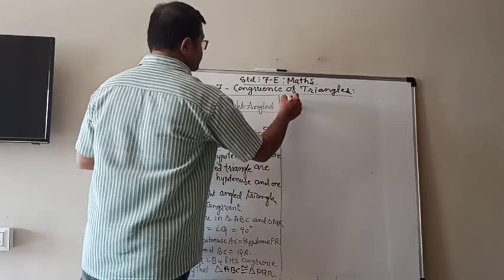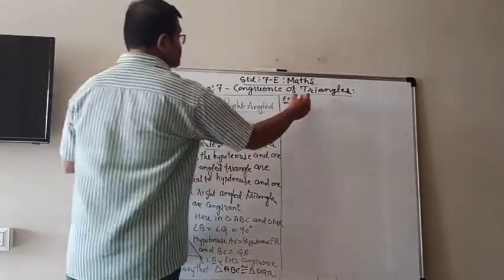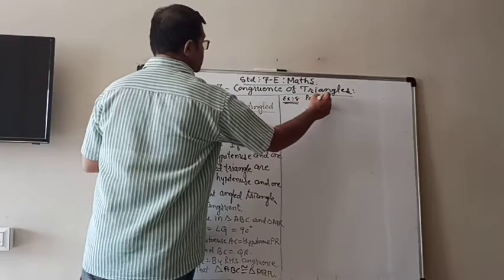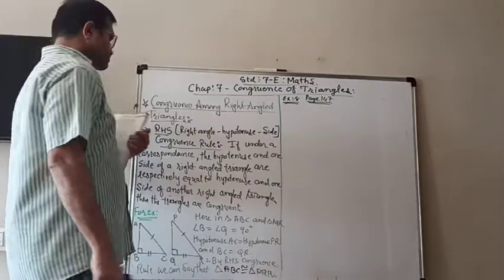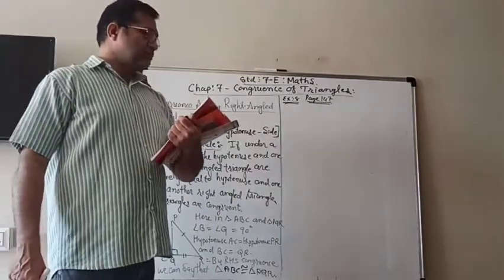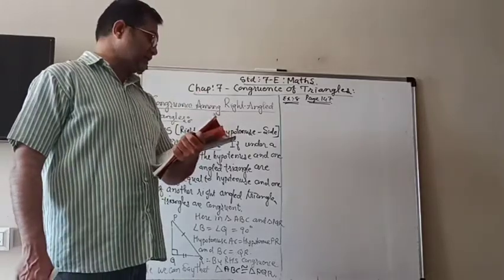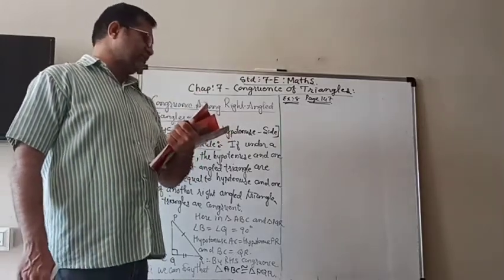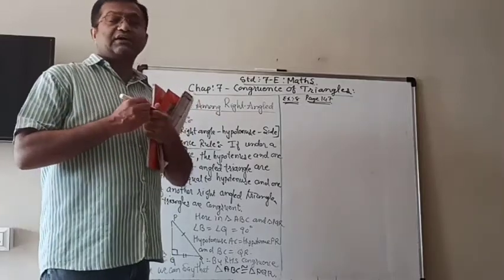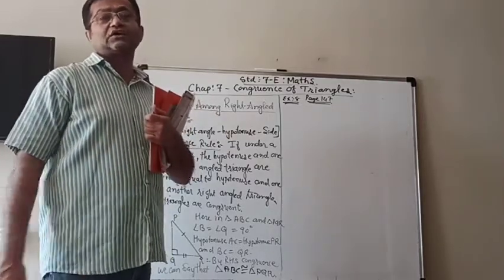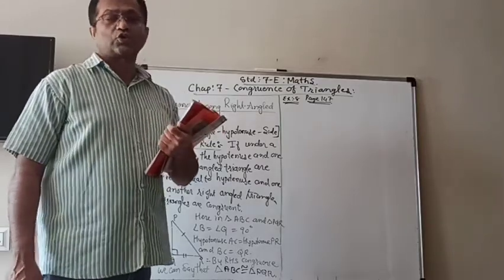Now let us take some example. Example number 8 on the page number 147. Here, what is given? Some measurements are given. For the two triangles, some measurements are given and we have to check that if the given triangles are congruent or not by applying RHS congruence rule.